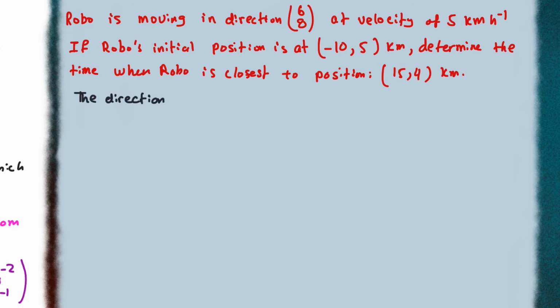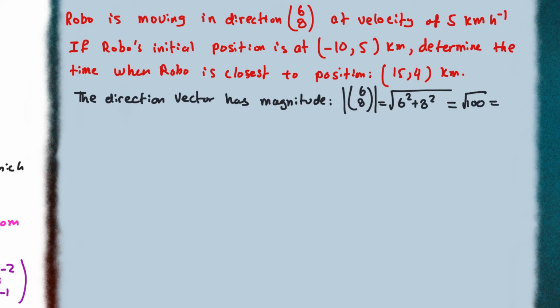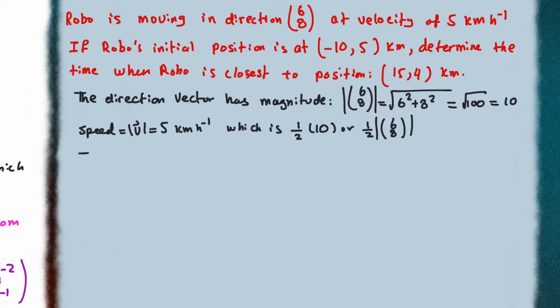We know that the direction vector, in this case, has components of 6 and 8, so its magnitude is going to be the root of the x component squared plus the y component squared, which is root of 100 or 10. We know that the speed is equal to the magnitude of our velocity, and the magnitude of the velocity here is 5 kilometers per hour, which is the same as 1/2 times 10, or 1/2 times the magnitude of our direction vector. So this means that the velocity is 1/2 times our direction vector, which will end up having an x component of 3 and y component of 4.